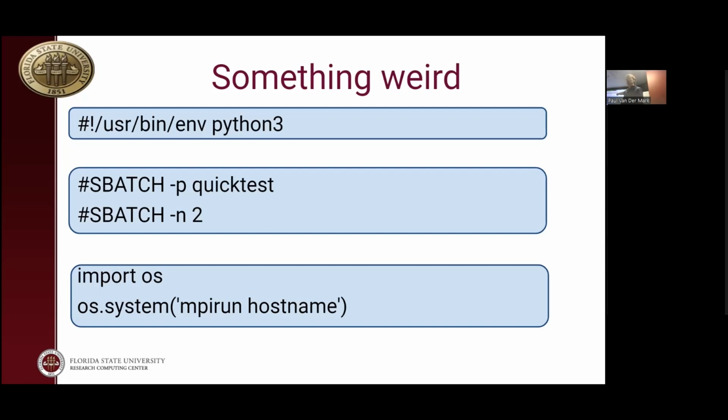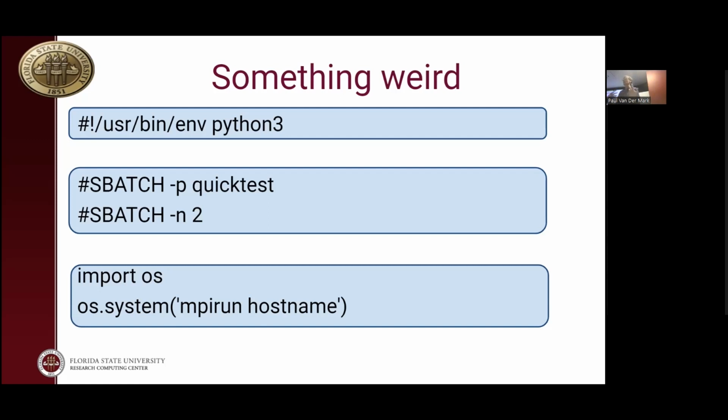The headers are still the same. I just run this on a quick test. I ask for 2 cores, so this is a parallel program. Now the bottom part, instead of bash, this is Python code. So in this case, I import the OS module and I run the MPI run, which we don't have. This should actually be srun, but okay. It's os.system srun hostname, and this will run hostname on 2 different cores.